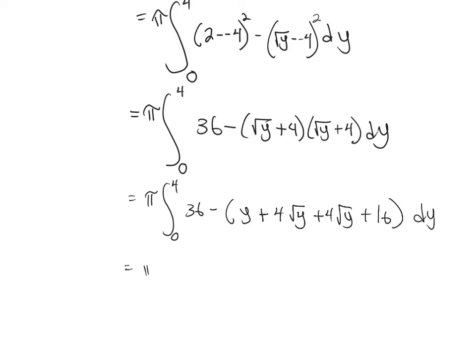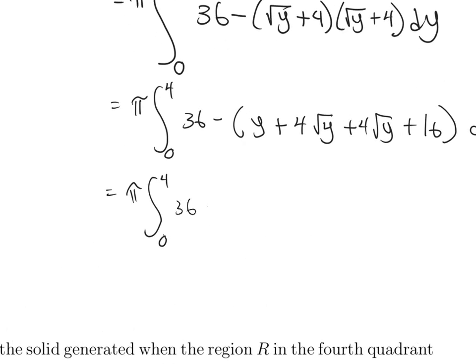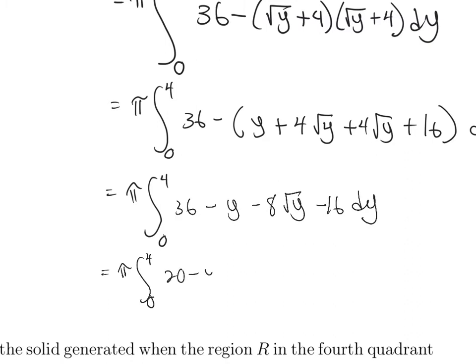I'll continue the algebra here. Pi times the integral from 0 to 4. Now I'm going to have, sorry about that, 36 minus y minus 8 root y minus 16 dy. Then this is going to become pi times the integral from 0 to 4, 20 minus y minus 8y to the 1/2, which is root y, dy. That 20 came from the 36 minus 16. Okay, so now we integrate.